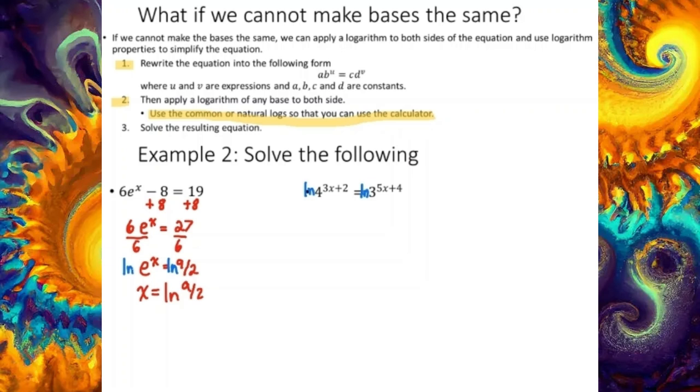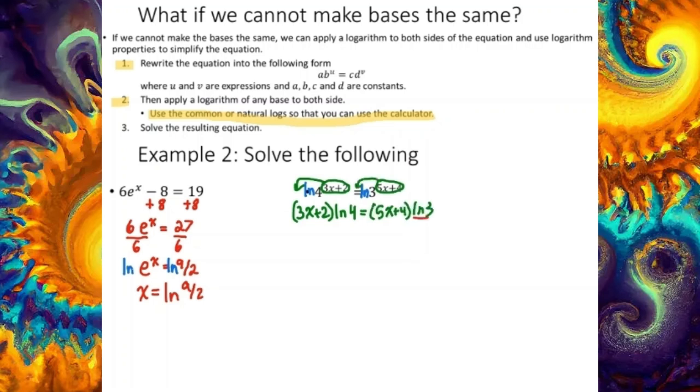Now that I have logs in my equation, I can use the logarithmic properties to help me rewrite the equation. Most specifically, the power rule. The 3x plus 2 is a power on the left-hand side. That comes out in front of the log as a coefficient. And the same thing goes on the right-hand side. The 5x plus 4 is a power. The logarithmic property lets me write that out as a coefficient.